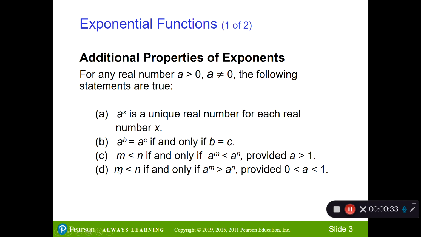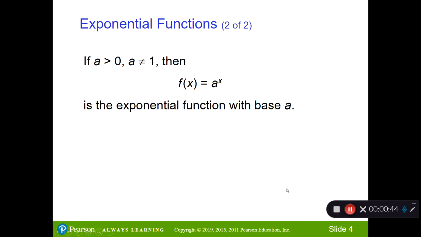And if this exponent is less than this exponent, this inequality will be true when we're dealing with a fractional value of a, a number between 0 and 1. Then our exponential function has base a, where a is some real number, and a variable exponent. The a has to be positive and not equal to 1.